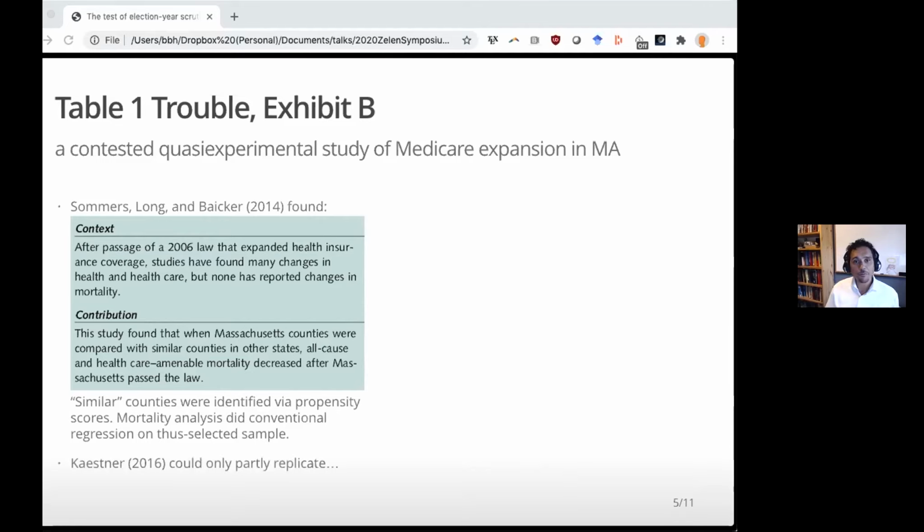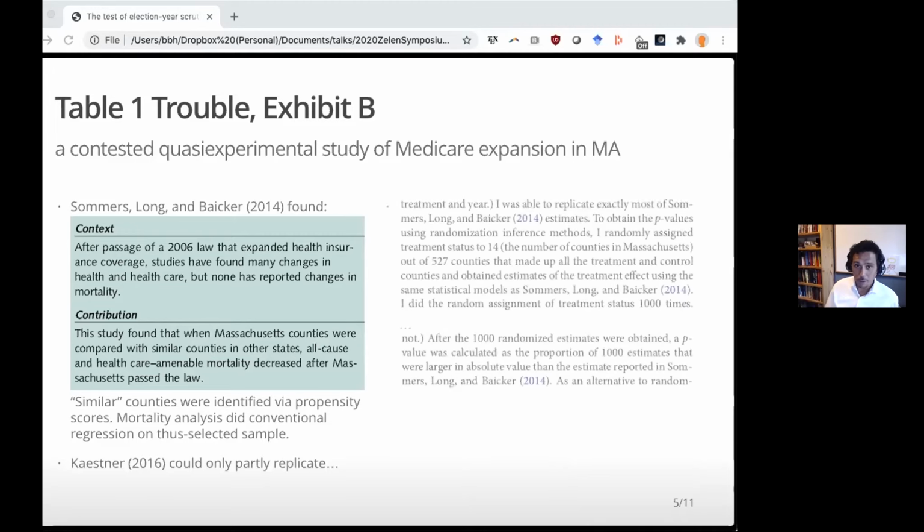They published this in 2014. In 2016, the health economist Robert Kessner published a paper in Statistics and Public Policy saying, hey, look, I tried to replicate this study and I could only replicate it in small part, maybe not the most important part. Here's an excerpt of his paper in which he describes what he did.